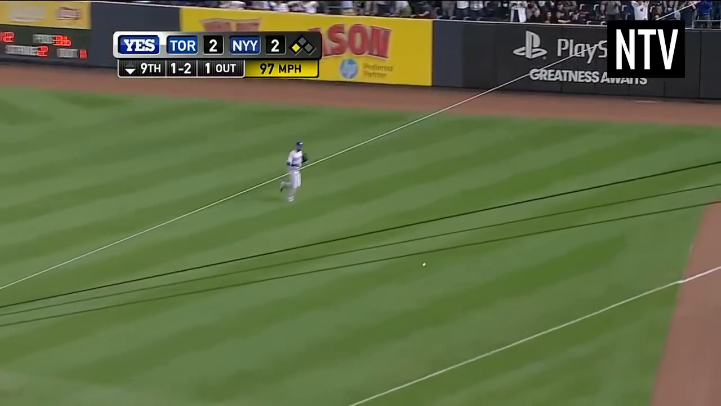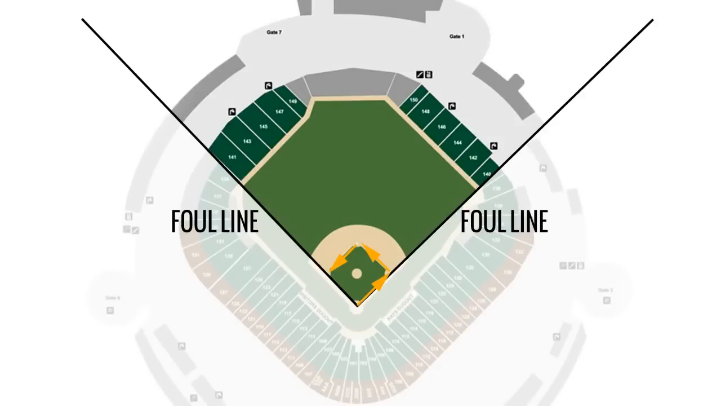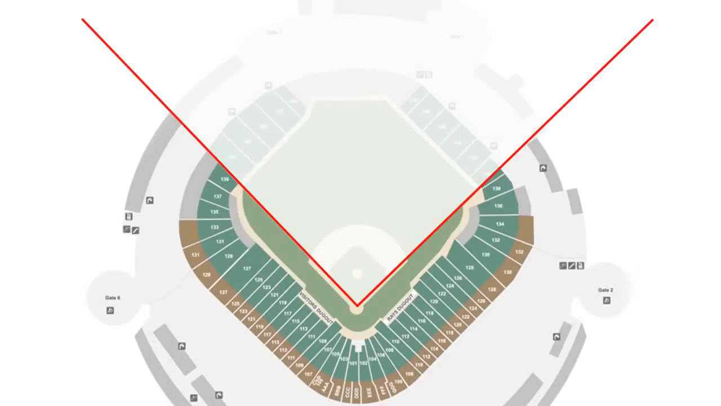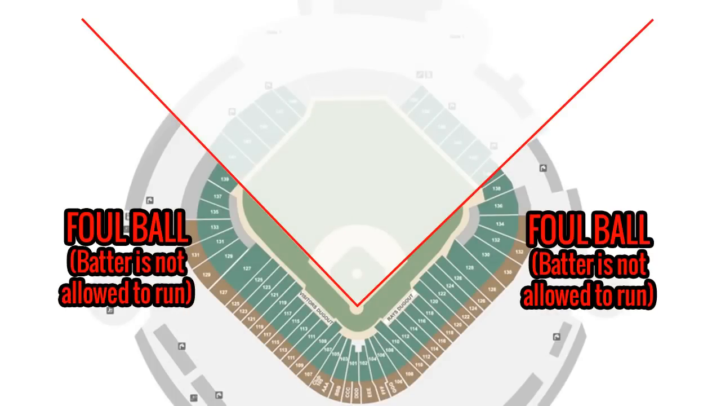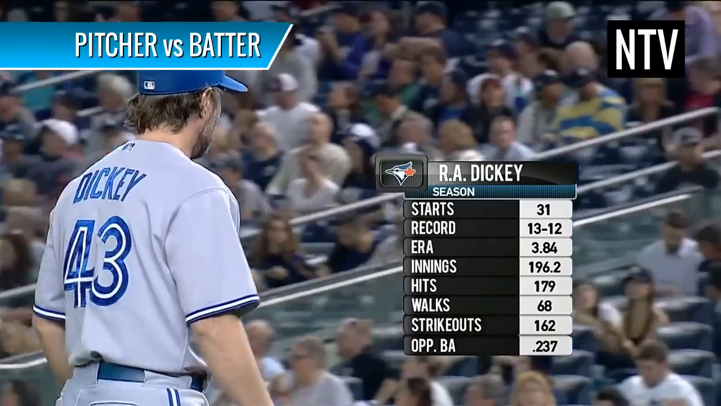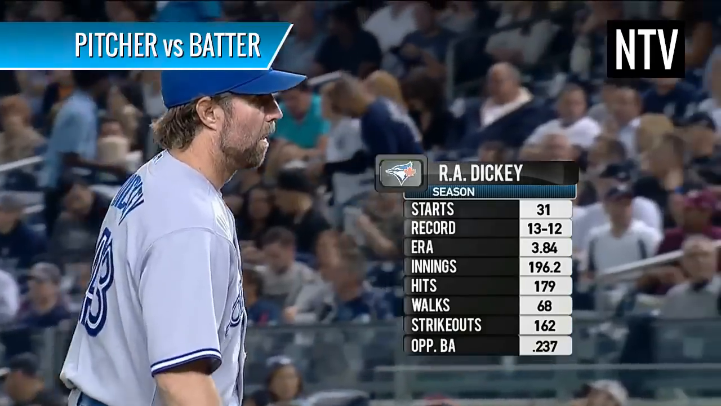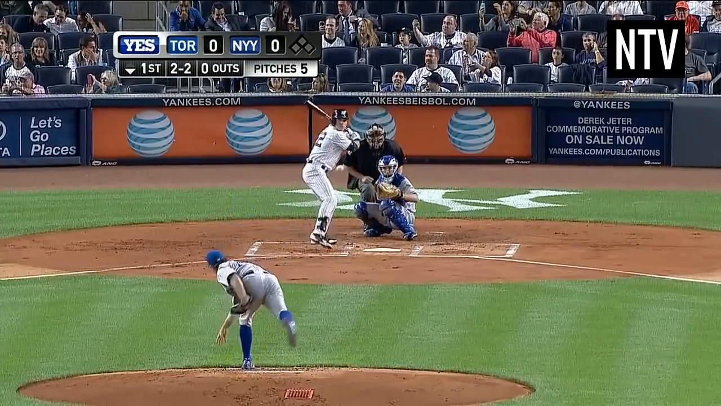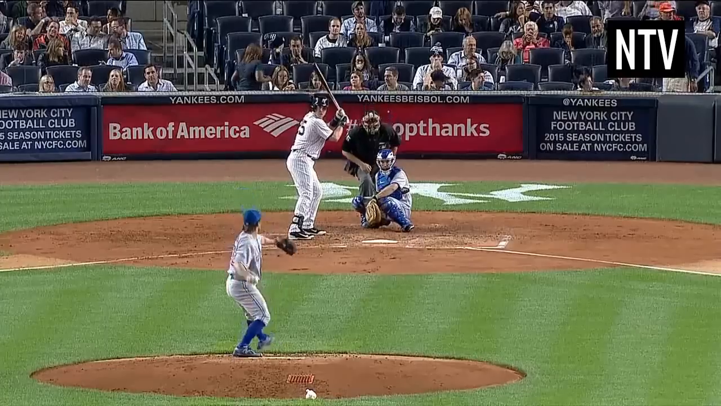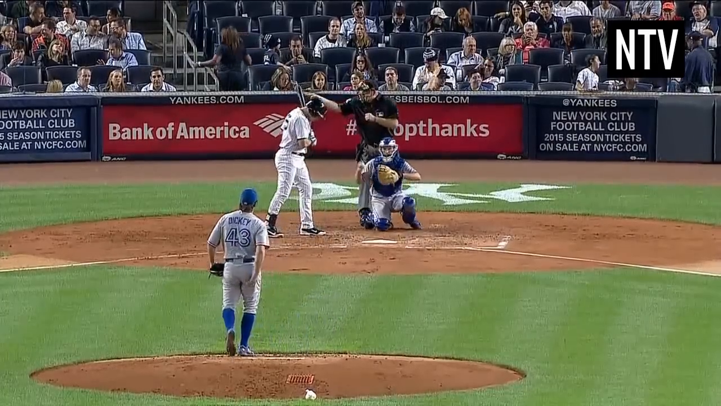To score a run, a player must hit the ball between the foul lines and run across the 3 bases and back to home. A hit outside these lines is classed as a foul ball and the batter is not allowed to run. The essence of the game is between the pitcher of one team against the batter of the other team. As mentioned before, the batter's job is to hit the ball between the foul lines, but the pitcher's job is to get the batter out by throwing into the strike zone.